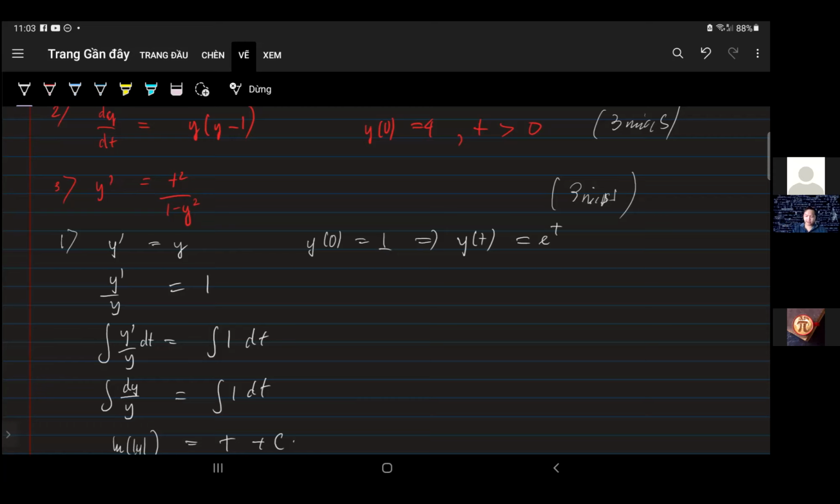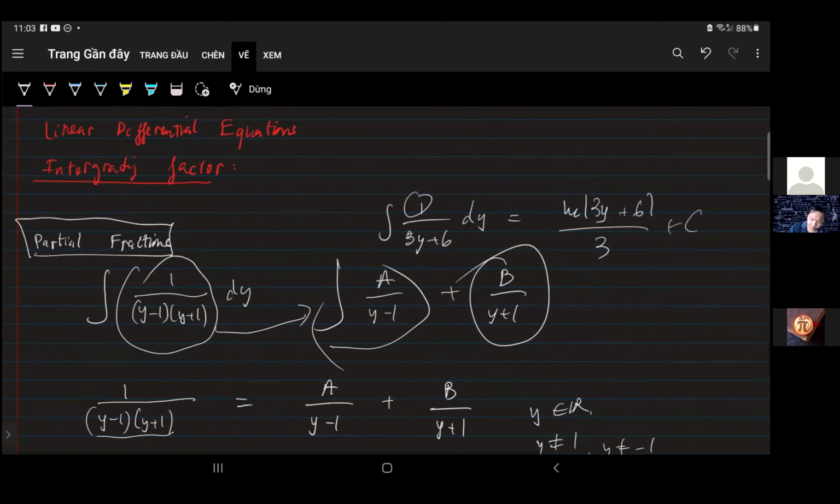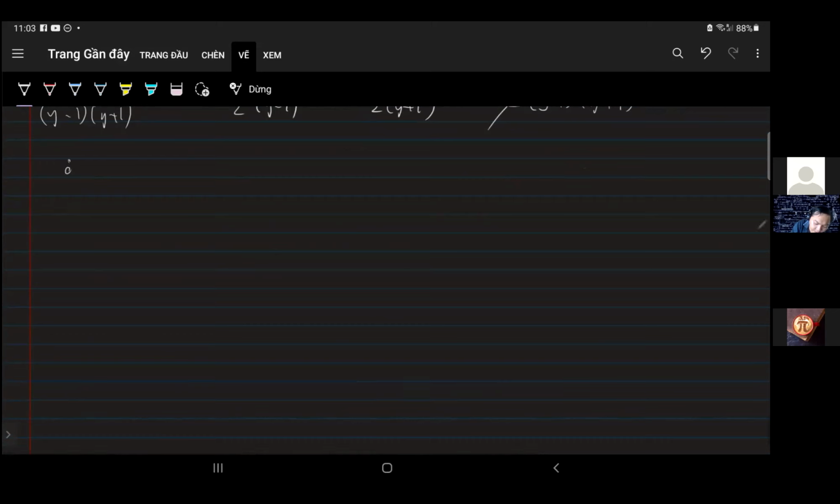Okay, so I hope that you get the solutions. Let's fix the second one. We have dy over dt equals y times (y minus 1). Again, let me remind you to move all the dependent variable to the left-hand side. You have y prime divided by y times (y minus 1) equal to 1, and then you just take the integral both sides with respect to t, dt.